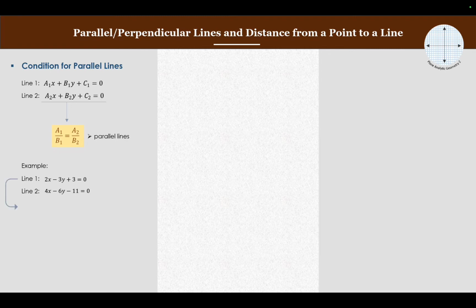So for line 1, let us first write the values a1 and b1. For line 1, a sub 1 is 2 and b sub 1 is negative 3. As you can notice, for b sub 1, we took the sign of 3, which is negative. So if the sign is positive, or if it is plus, the value is positive. If it is minus, take the negative value. For line 2, our a sub 2 is positive 4 and our b sub 2 is negative 6.